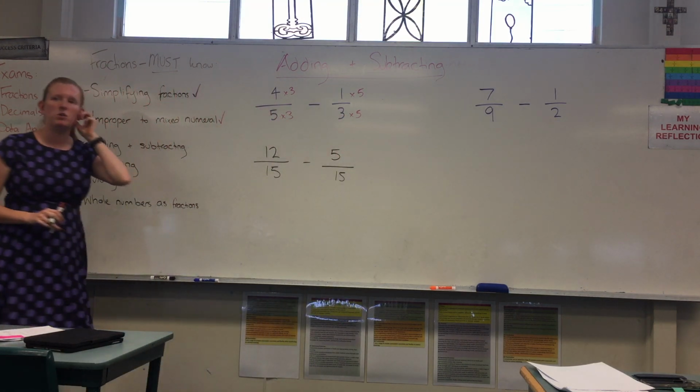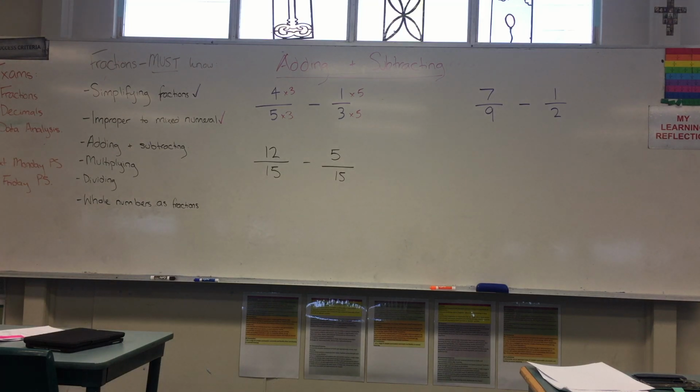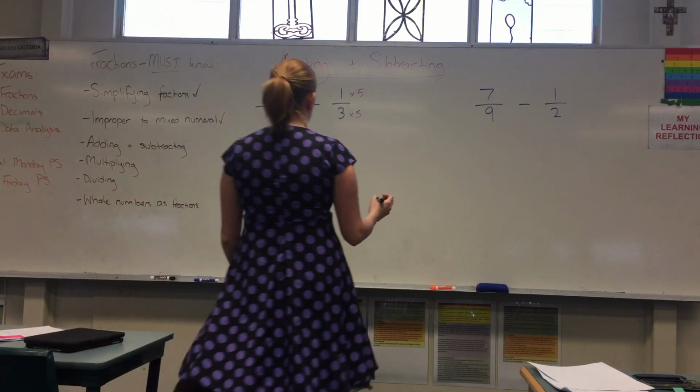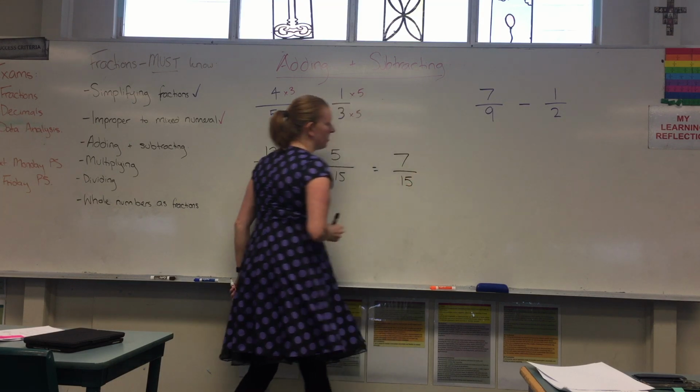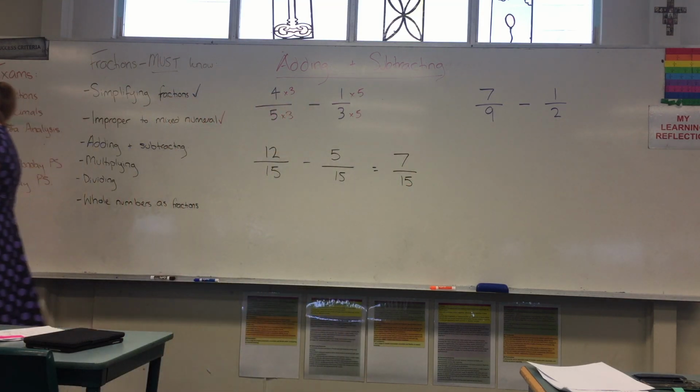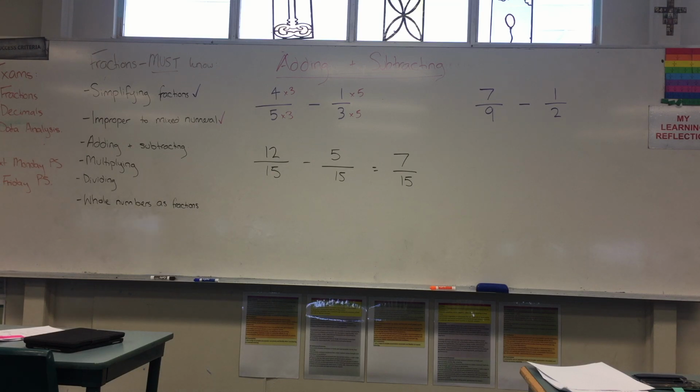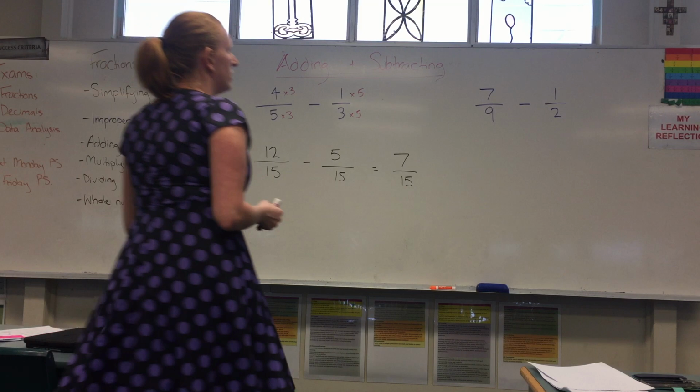Now, can I subtract one fraction from the other? Yes. Yeah, cool, I can. So, 12 minus 5 is? 7. Over 15. Can't simplify any further, they're not even. So that's how I leave them. Alright, let's do the next one.